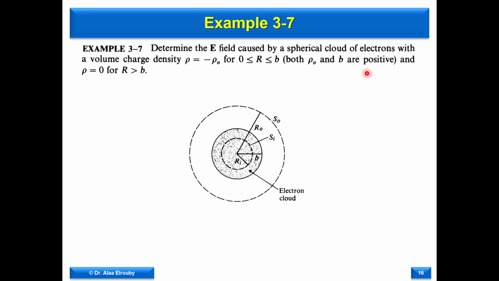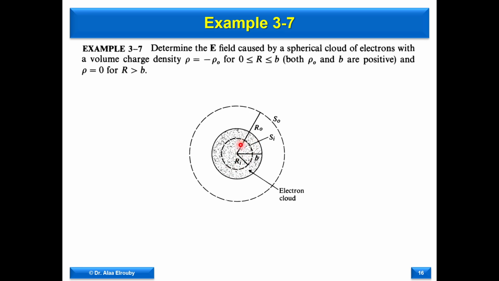So we have some spherical volume that is occupied by electrons in a uniform way. The volumetric charge equals minus rho naught, because it's electrons, and this distribution is bounded by a spherical shape, with radius equal to b from the center, the origin. We need to find the electric field everywhere. So here you can see that we have a uniform spherical volumetric charge distribution.